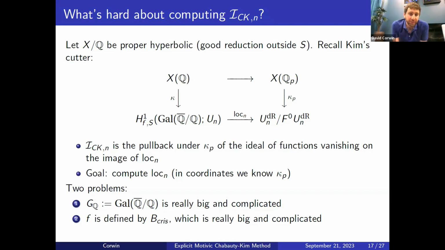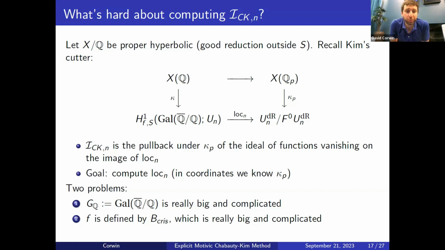And so really, in some sense, the goal is to compute loc n, or more specifically, to compute loc n in coordinates where we know kappa P. Okay, and then kappa P is not too hard to compute in at least some coordinates. It's just in terms of p-adic iterated integrals.